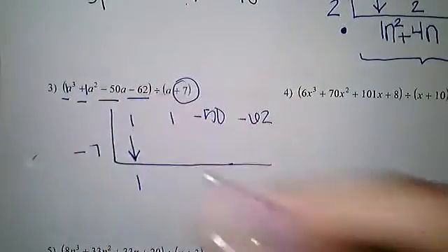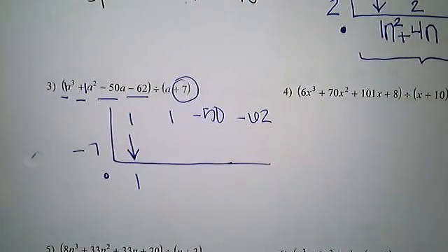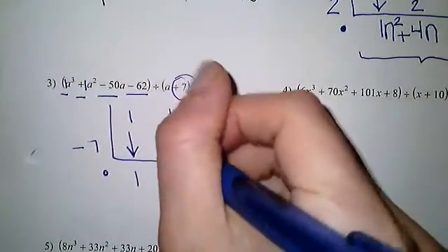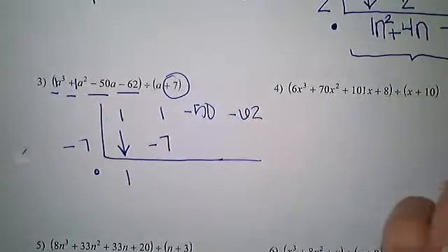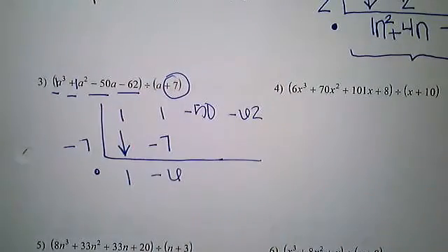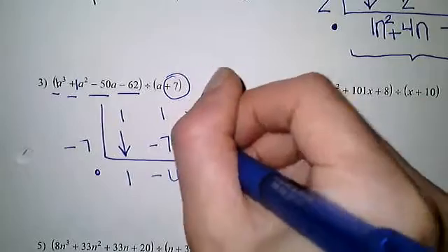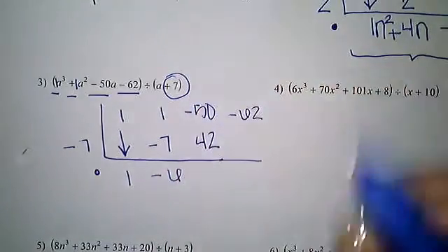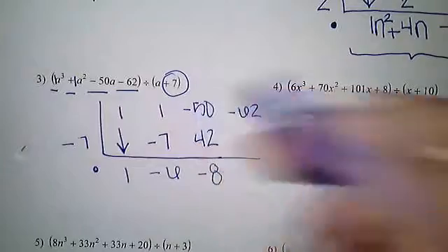So drag our 1 down, and then we'll multiply these 2 together. So -7 times 1, -7. So after you multiply, you're always adding, or if you want to think of subtraction, that's fine. But 1 plus -7 or 1 minus 7 is -6. So we'll do a -7 times a -6 is a +42. We'll go ahead and combine those. It gets us a -8, sign of the bigger number.